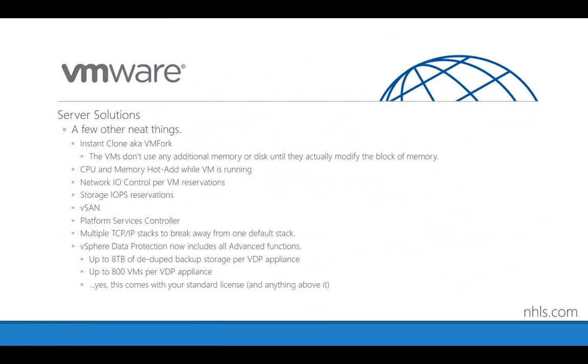You have a really cool feature, CPU and memory hot add. If a VM is powered on, you can hot add CPU to it. You can hot add memory to it. There's network IO control now for VM reservations. You can do storage IOPS reservations, so you can reserve things. vSAN, kind of a neat feature, allows you to use local storage a bit better.